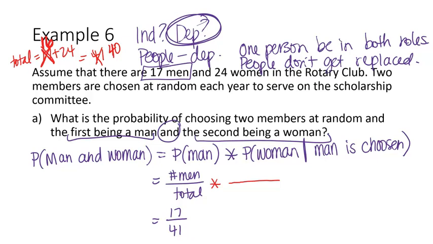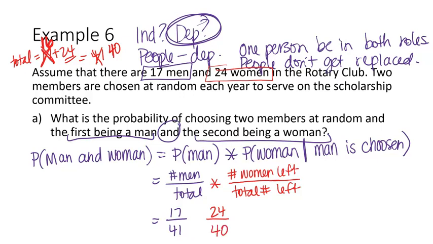So when I determine the probability of selecting a woman, for that probability, on top would be the number of women that are left to select from out of the total number of people left. Well, my women, those haven't been impacted, right? I still have all 24 women to select from, out of my total, now there's only 40. Multiplying those together.